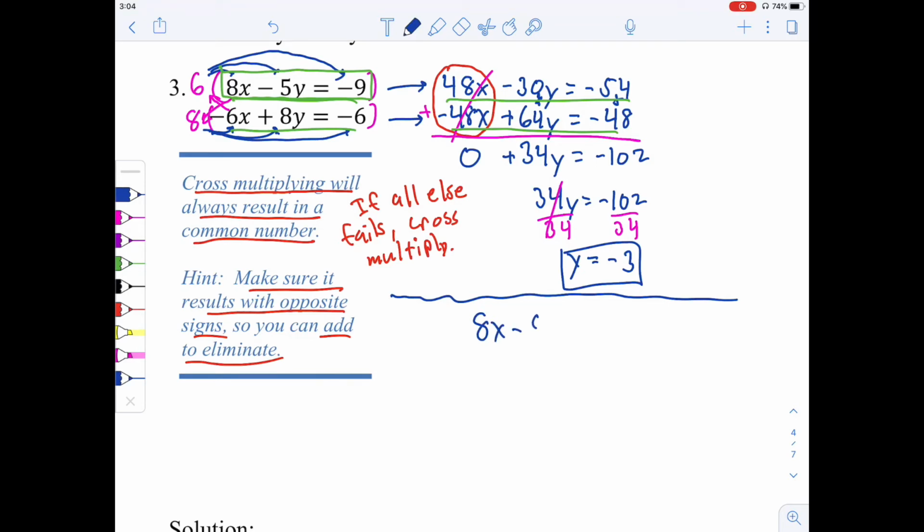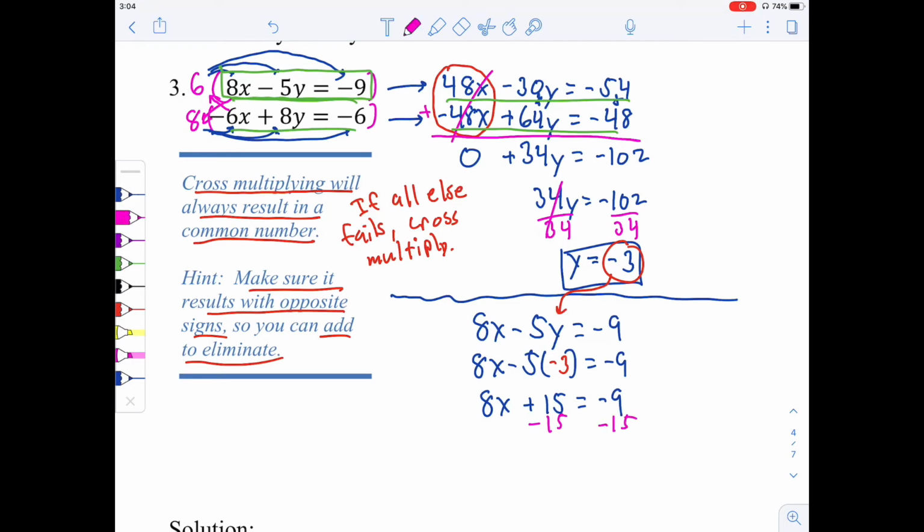So 8x minus 5y equals -9. Take our y, substitute it. So we got 8x minus 5, our y is -3. Simplify that. So -5 times -3 is +15 equals -9. Then we can solve that two-step equation.